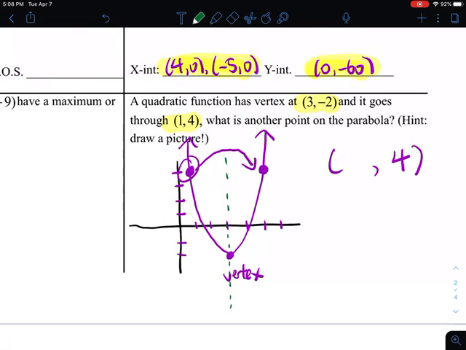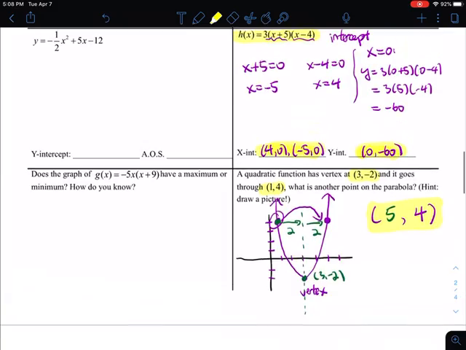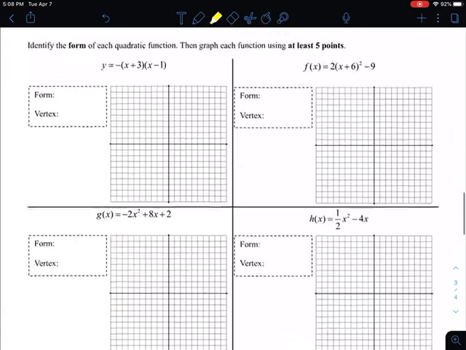Now, what's the x value? If you look at the parabola, this point is 2 units away from my vertex, because my vertex has an x value of 3, but this point is at x equals 1. So if we go 2 units from my vertex on the other side, I will get the x value of 5. So I'm going to have (5, 4) as my other point. Okay, that one was a bit trickier, but if you draw a picture, that should make things a lot easier.